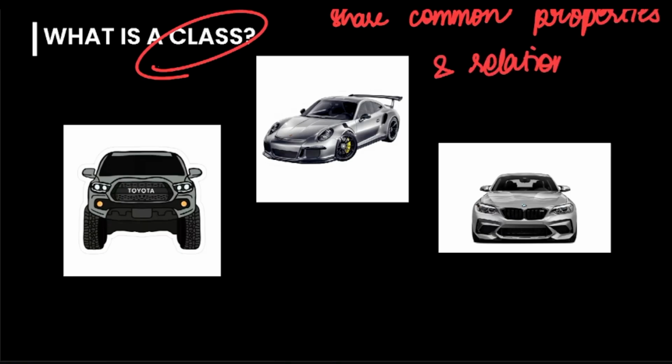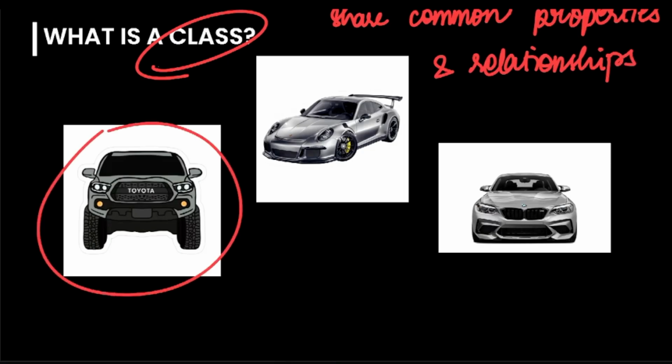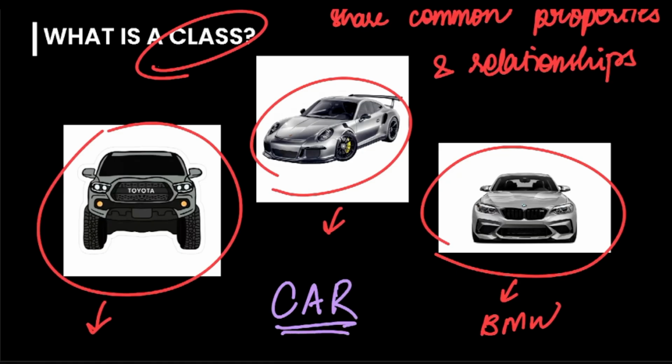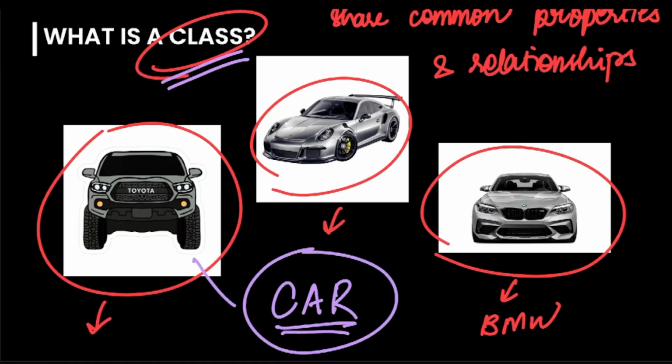For example, in the previous example, we saw this Toyota car. Now, I've added images of other cars as well. This is a BMW, this is a Porsche, and this is a Toyota, correct? So what is consistent between all of them? All of them are cars, right? So I can say car is the class. Under the class car, we have our Toyota, we have our Porsche, and we have our BMW.